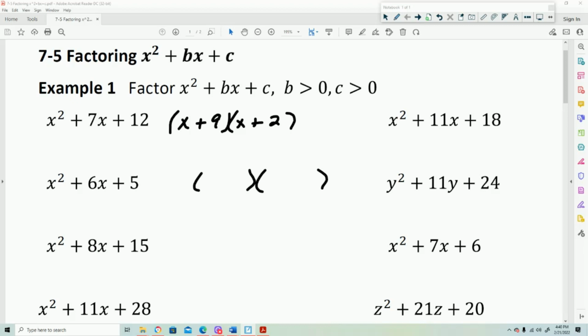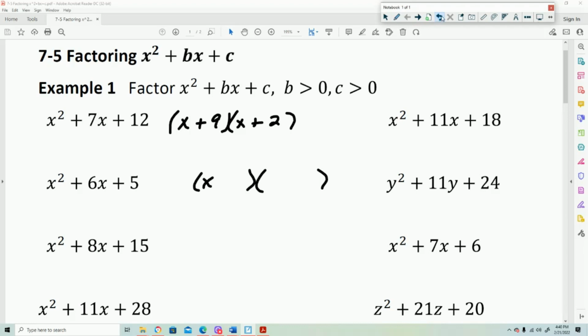There are my parentheses. Looking at this one, I've got x here and x here. You'll notice all of these that we're doing today will have x's there. We've got plus signs. That will change up in the next example. Here I have a 5. The only thing that multiplies to be 5 is 5 and 1. And 5 plus 1 is 6, so that indeed works. 5 and 1, those are the binomial factors.